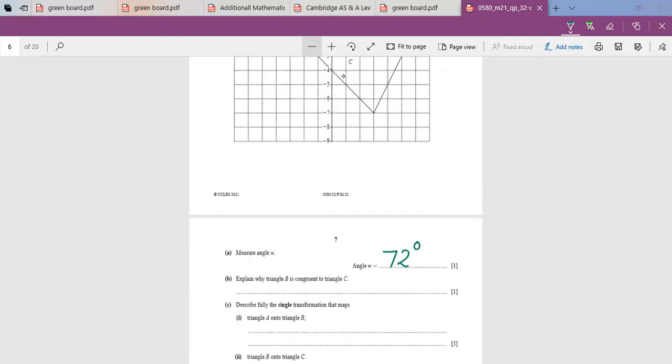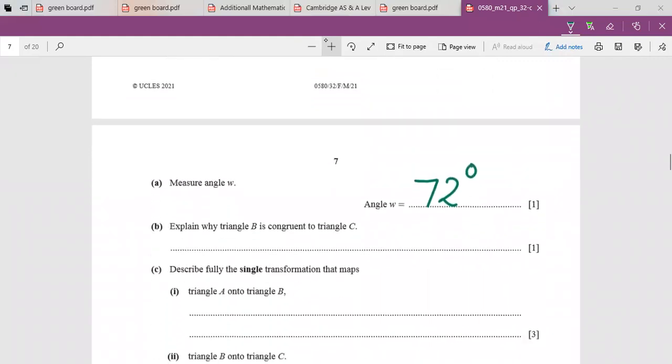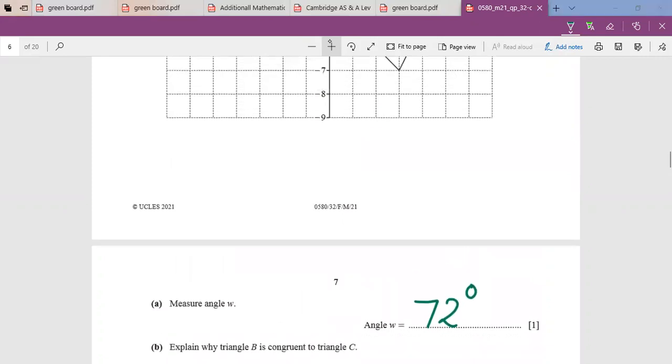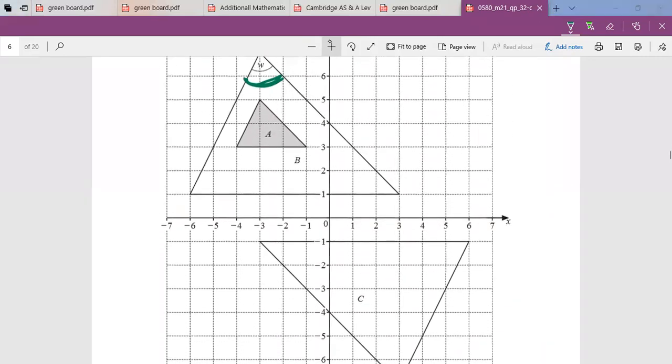Then explain why B is congruent to C. So when you look at B and C, you realize that this side corresponds to this one.